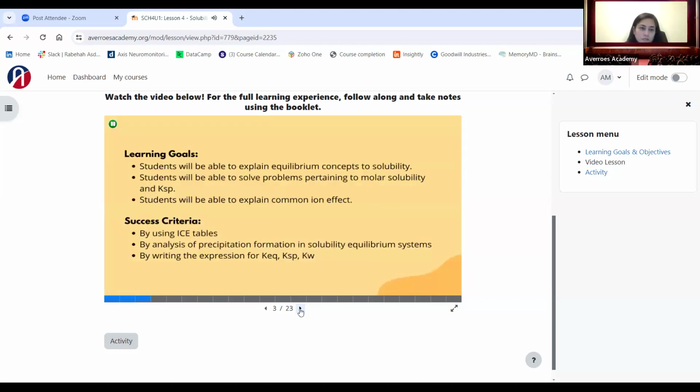More importantly, our learning goals and success criteria. Students will be able to explain equilibrium concepts relating to solubility, solve problems pertaining to molar solubility and KSP, and explain the common ion effect. You'll achieve these learning goals by using your ICE tables and analysis of precipitation, formation, and solubility equilibrium systems, and by writing the expressions for KEQ, KSP, and KW.